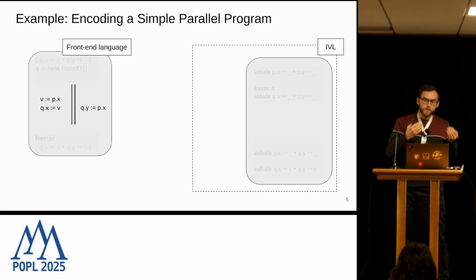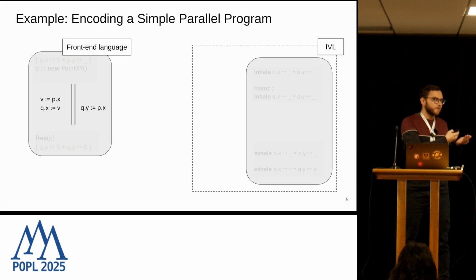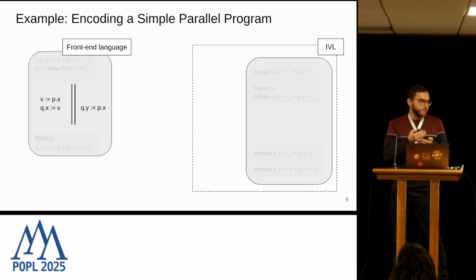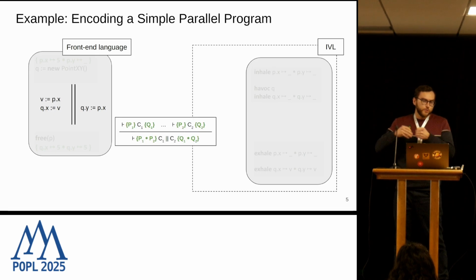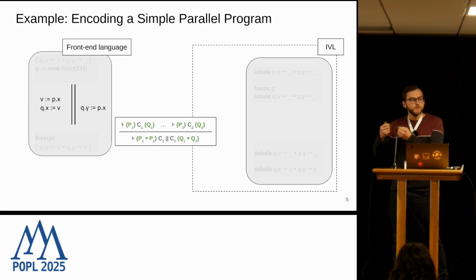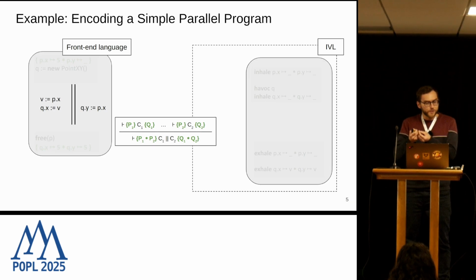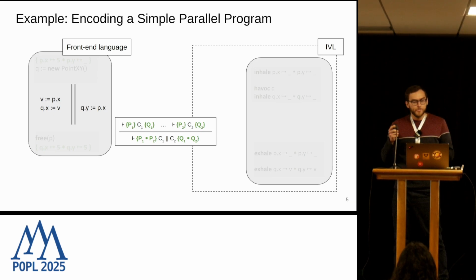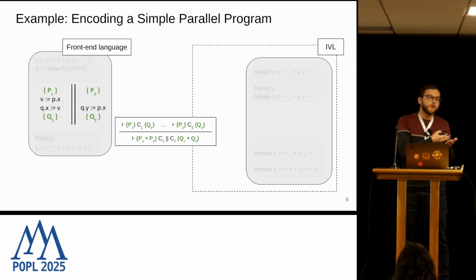So now we can look at this parallel composition, and we can use the same strategy because unlike the front-end language that is parallel, intermediate verification languages are typically sequential. So here, to encode this parallel composition, we can use the parallel rule from concurrent separation logic, which tells us that we can prove separate triples for C1 and C2, the two threads, and then we can combine their preconditions and postconditions. So first, we need to know what those P1, P2, Q1, and Q2 are. We can ask, that can be part of the specification.